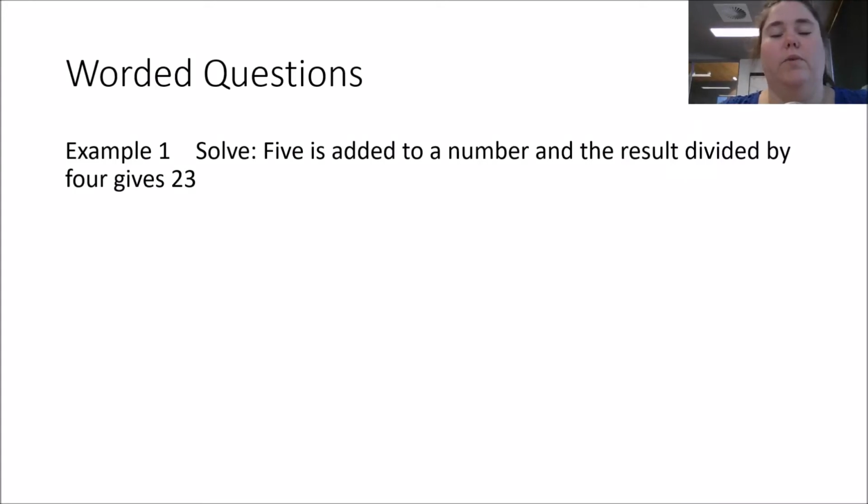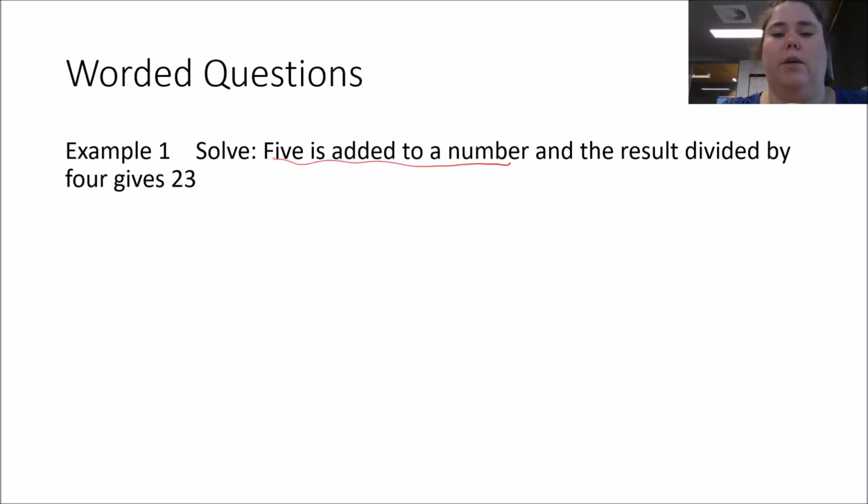With linear equations, we also want to be able to solve worded questions. There are lots of different types of worded questions. You can have quadratics and simultaneous equations, but a lot of them will just be straightforward linear. Something worded you have to turn into an equation. So here, 5 is added to a number.